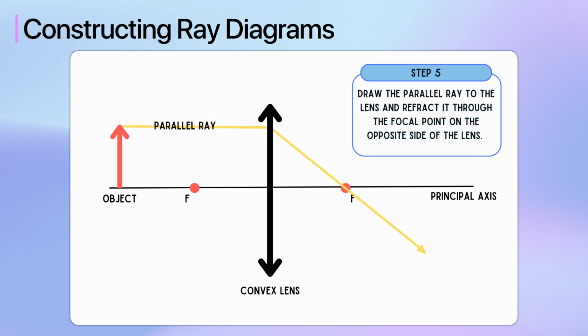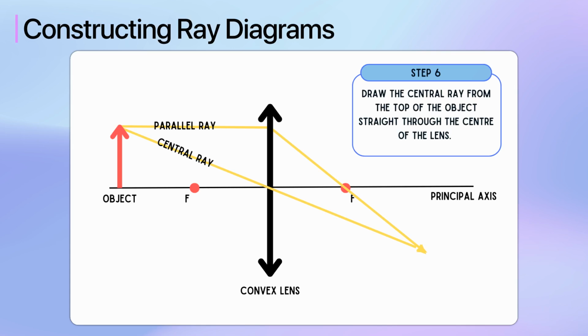Step 5. Draw the parallel ray. Next, draw a ray from the top of the object parallel to the principal axis. Once this ray passes through the lens, it refracts and passes through the focal point on the opposite side of the lens. Step 6. Draw the central ray. Then draw a ray from the top of the object straight through the center of the lens. This ray will not change direction as it passes through the lens.